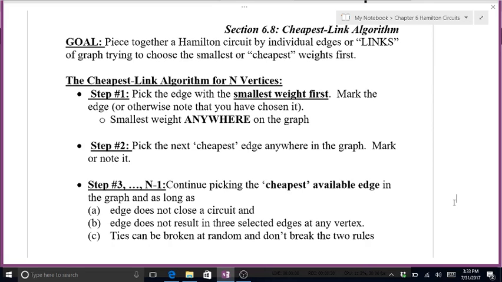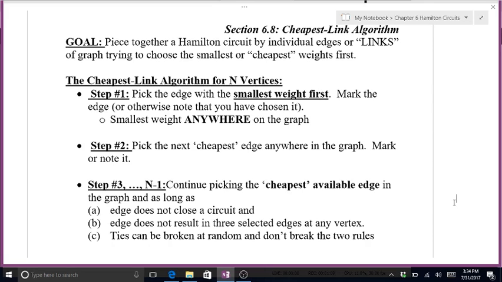The lines are what they're going to consider links. So, step 1. We're going to pick the edge with the smallest weight first. We're going to mark this edge, or you can write it down, whatever. I prefer to highlight, so we're going to highlight as I go through the video here. We want to find the smallest weight anywhere on the graph. So always look for your smallest number. Then step 2, we're going to continue this process. We're going to pick the next cheapest edge anywhere in the graph. Mark it or note it somewhere. We're going to continue to pick that cheapest available edge in the graph.